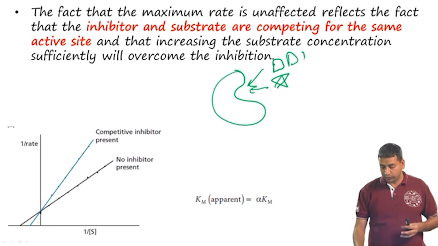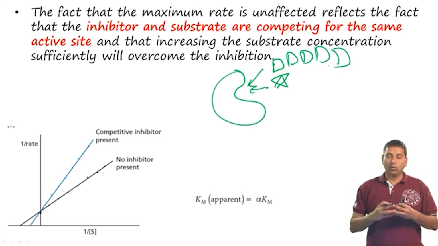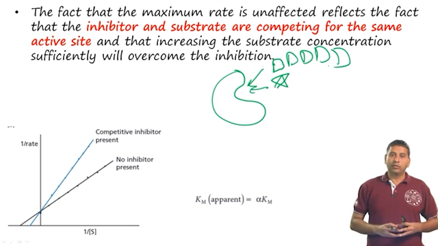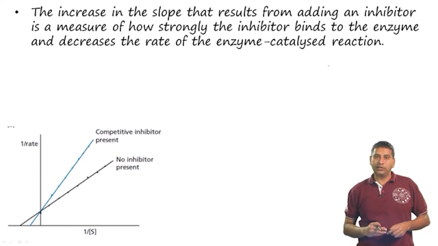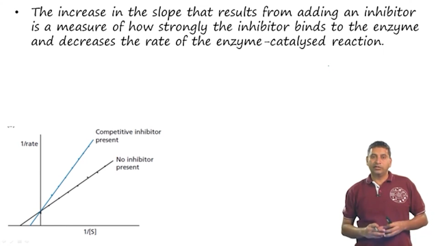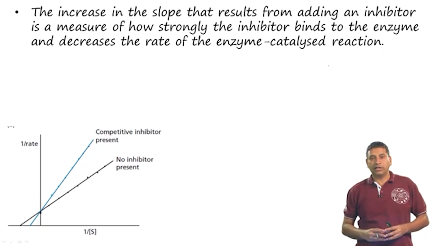So, if I have more of this substrate, what it does is that it will overcome the inhibition and therefore, the rate max does not change. Now, the increase in the slope that results from adding an inhibitor is a measure of how strongly the inhibitor binds to the enzyme, and decreases the rate of the enzyme catalyzed reaction.